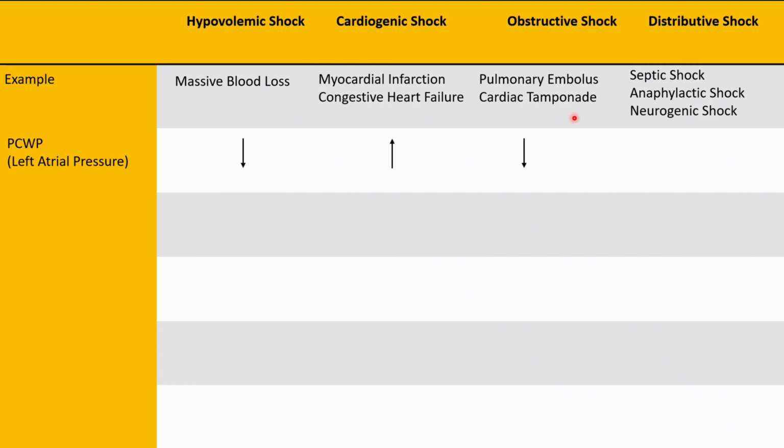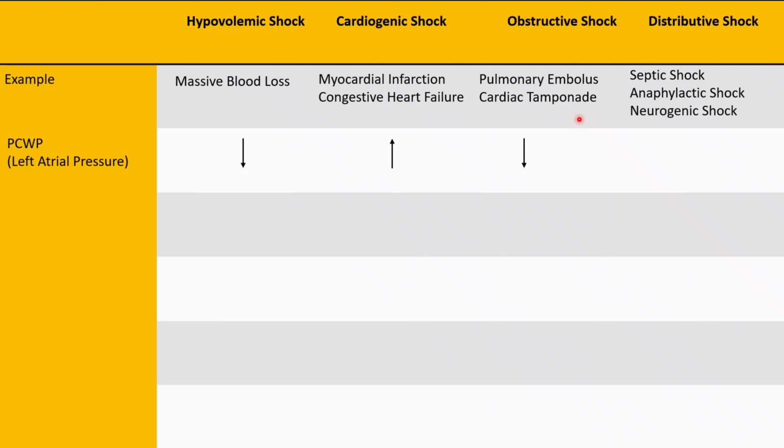Now you see in cardiac tamponade, blood is trying to fill into the left atrium. Blood is filling into the left atrium, but there is so much pericardial fluid outside the heart that the pericardial fluid is exerting inward pressure from the outside. So even if blood is trying to fill in from the inside of the heart, the outside fluid will exert pressure that will resist filling of the left atrium.